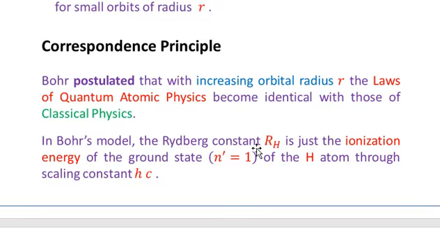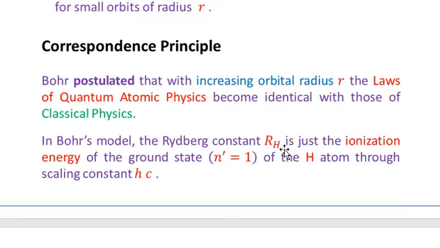In Bohr's model, the Rydberg constant RH is just the ionization energy of the ground state n prime equal to 1 of the hydrogen atom, through the scaling constant hc. So you see that the Rydberg constant RH that we encounter frequently is actually the ionization energy of the ground state of the hydrogen atom. That is, the hydrogen atom in the state n prime equal to 1, and we provide just enough energy that the hydrogen atom is ionized. That energy will correspond to the Rydberg constant RH.